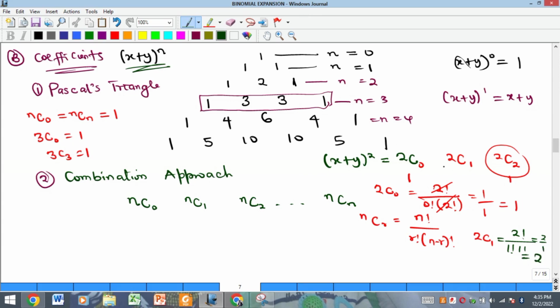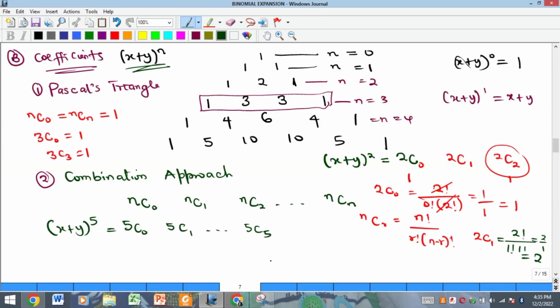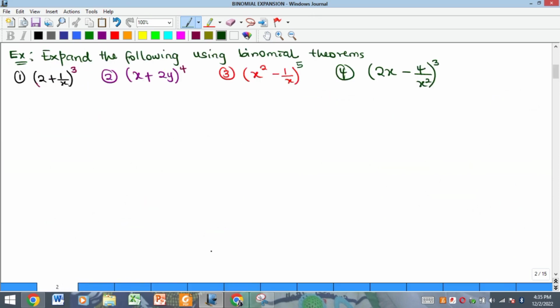So that's how you can also get the coefficients. That means if I want to expand maybe (x + y)^5, my coefficients are going to be 5 combination 0, 5 combination 1, down to 5 combination 5. And so that's going to give me 6 terms also. So now we've seen how to get the terms of an expansion and how to get the coefficients also. Now let's quickly look at some examples.